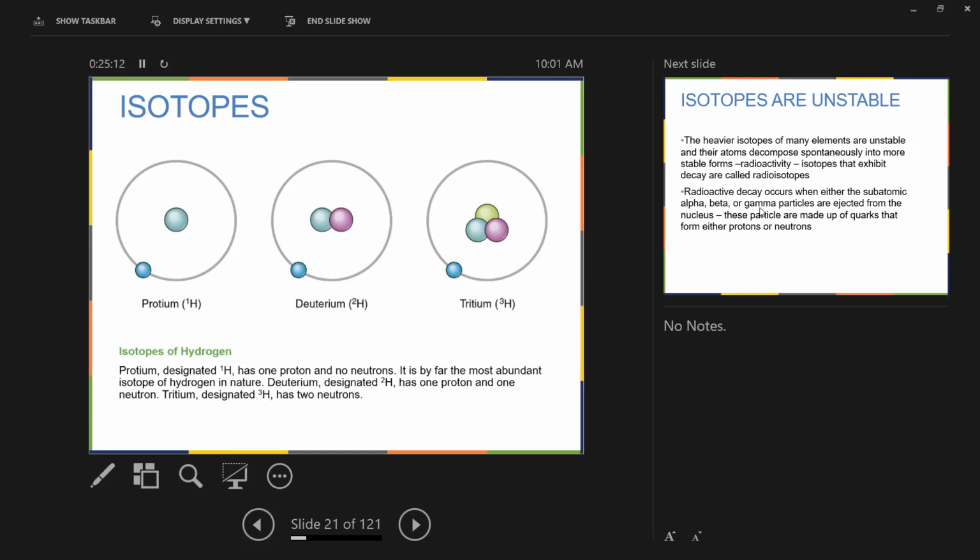Tritium is even heavier. Tritium has 2 neutrons in the nucleus along with the proton. It has an atomic weight of 3. Still one proton, one electron, but it has an even greater difference than deuterium does. Still hydrogen, but 2 different versions of hydrogen.